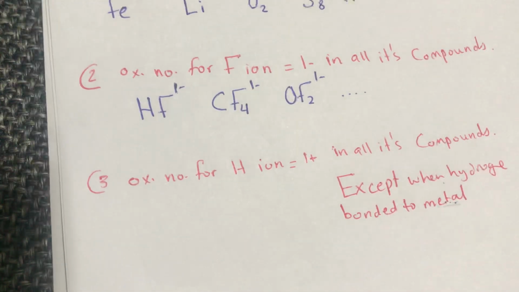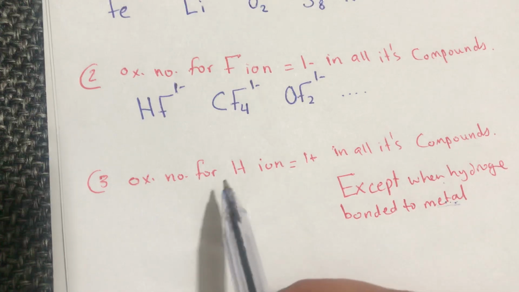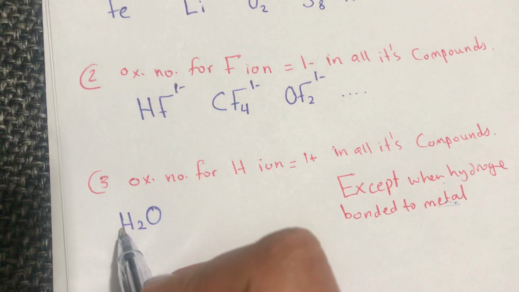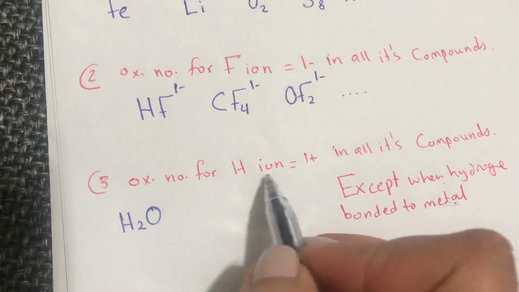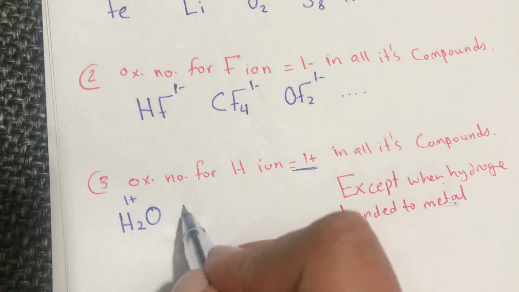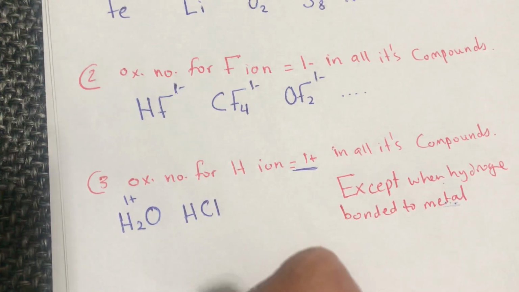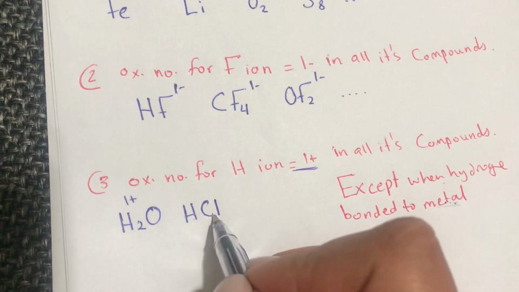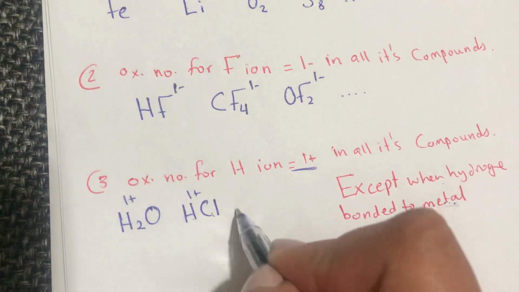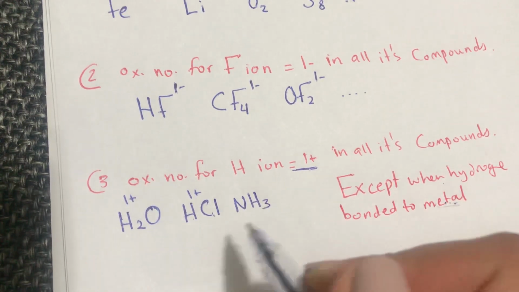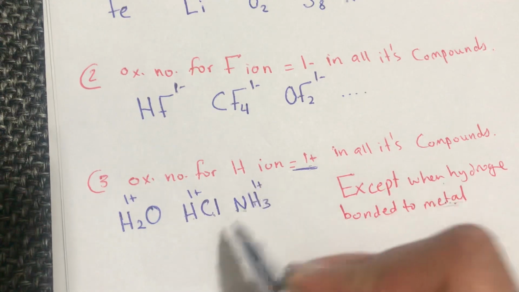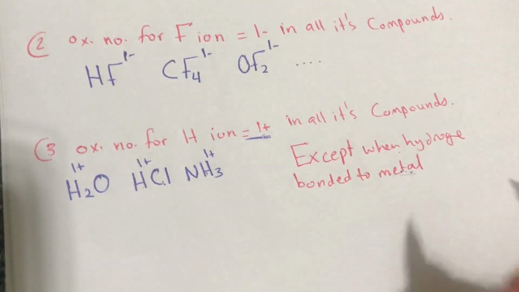Some examples here. Water: here the hydrogen is bonded to non-metal, so the oxidation number is +1 for hydrogen. HCl: hydrogen bonded to non-metal, so the oxidation number is +1. Ammonia gas: hydrogen is bonded to non-metal, so the oxidation number is +1.